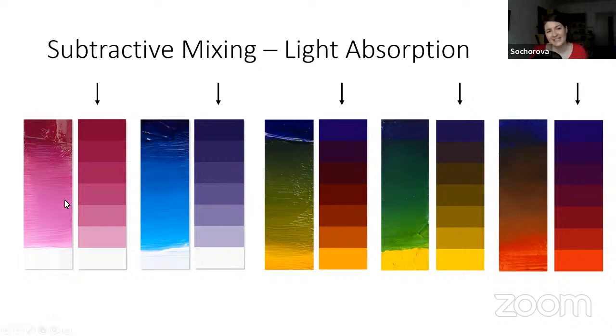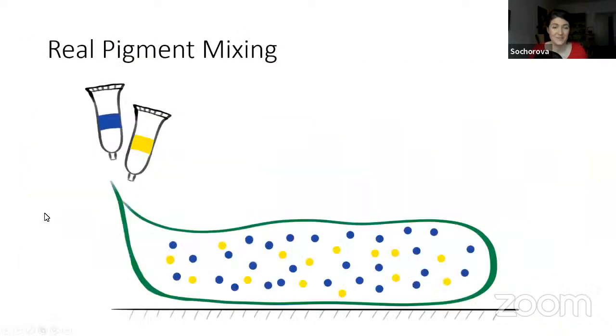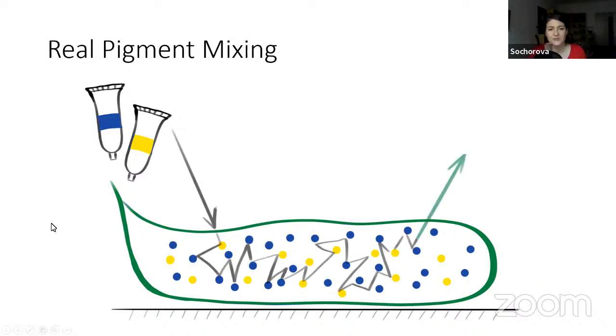So the bottom line is that subtractive mixing is not the answer to pigments' behavior. And it should also be called multiplicative mixing. So let's move on from this. What happens to light when it passes through a paint blob? And you already know the answer. It gets repeatedly absorbed and scattered.